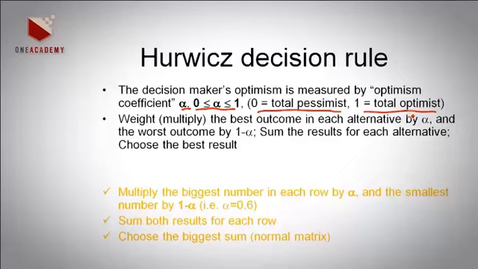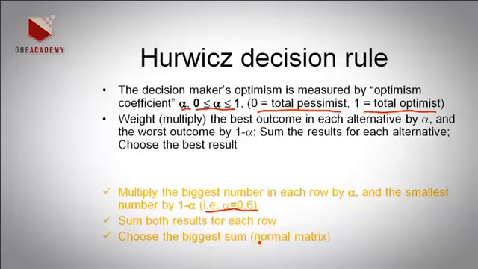So basically what we do is take the best features of the two previous decision rules, from the Wald decision rule and the totally optimistic decision rule. So let's assume alpha is 0.6, so a fairly moderately optimistic decision maker.